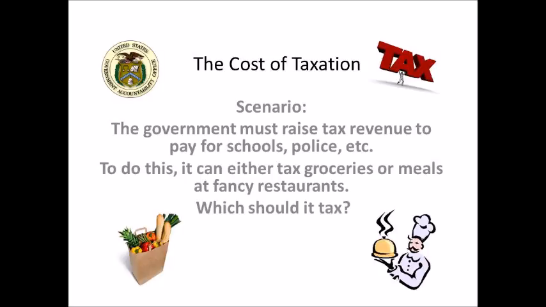Here's the scenario that we were given. The government must raise tax revenue to pay for schools, police, etc. To do this, it can either tax groceries or meals at fancy restaurants. Which should it tax? What makes sense to me is that meals at fancy restaurants should be taxed since they are not as important as groceries. So let's find out from the following graphs.